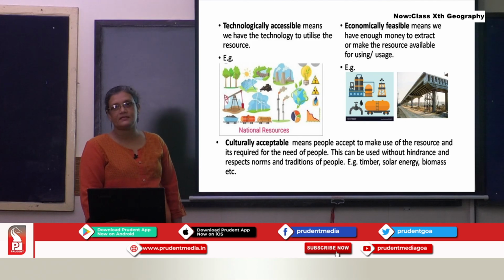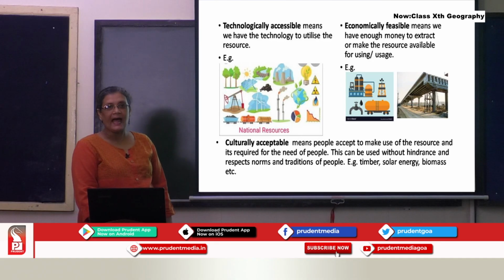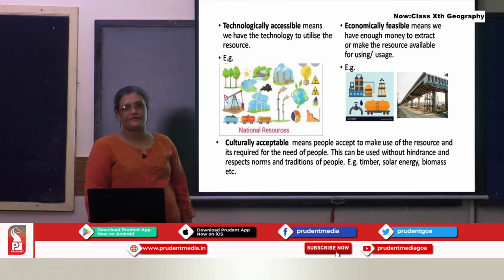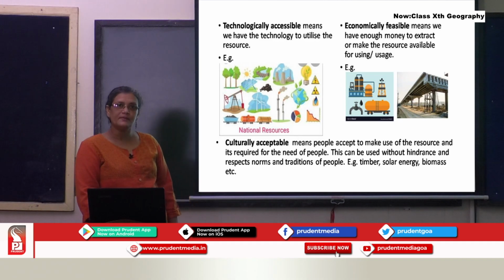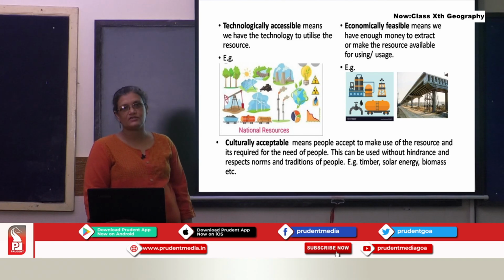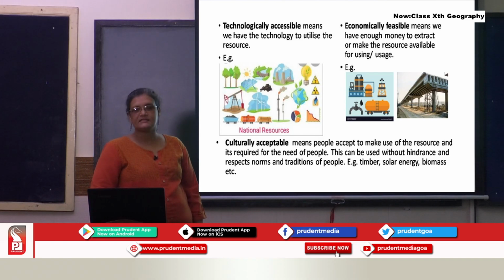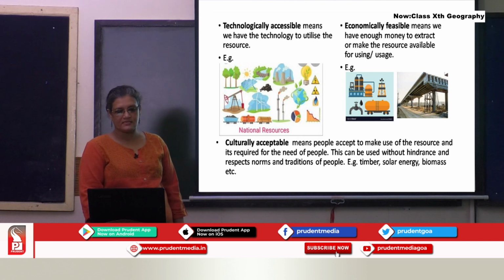Culturally acceptable, the third leg of the stool, means that people must accept this resource and they should feel the need of it. It should be required as a need. And this will be used then without hindrance, respecting all the traditions of the people. For example, we have got timber, solar energy, biomass, etc.